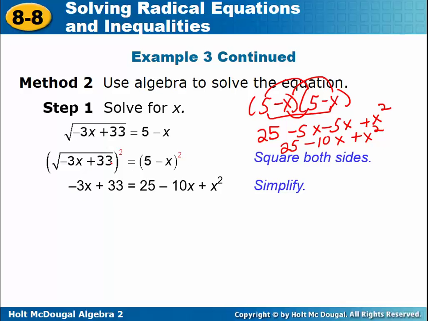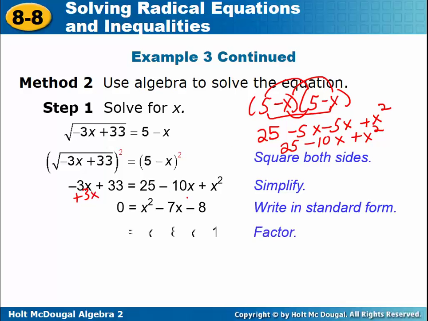The left side is just undoing the square root, so we get negative 3x plus 33. Now we want to set this equal to 0. So let's see, we could add 3x to both sides. And we could subtract the 33 from both sides. And it all simplifies to x squared minus 7x minus 8.